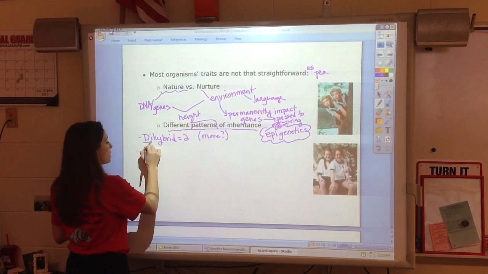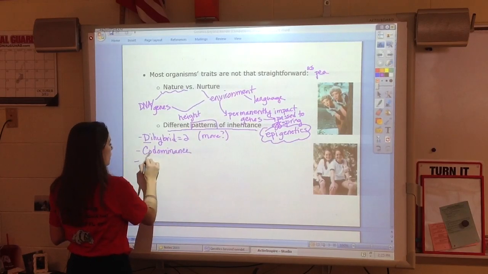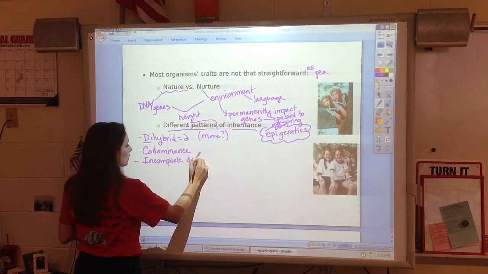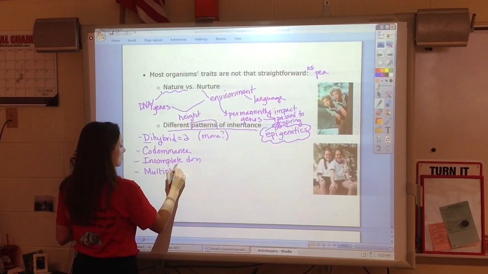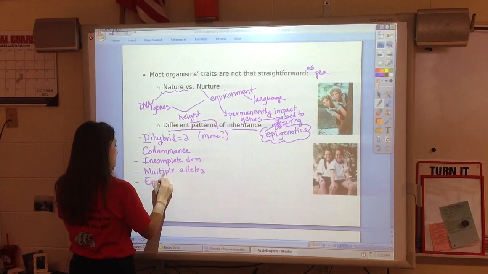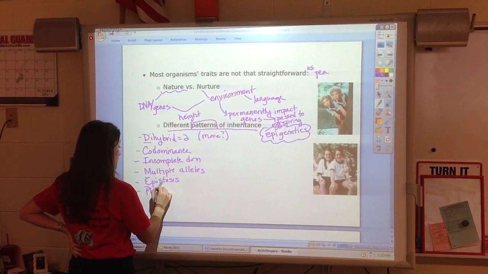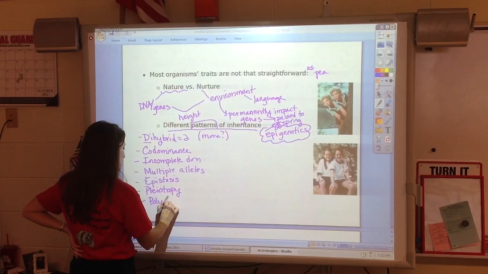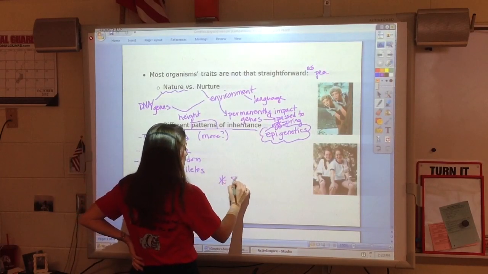We'll be looking at a phenomenon called codominance, incomplete dominance, multiple alleles, epistasis, pleiotropy, and polygenic. Oh, and I almost forgot a really important one, sex linkage.